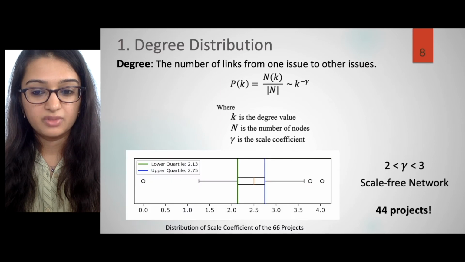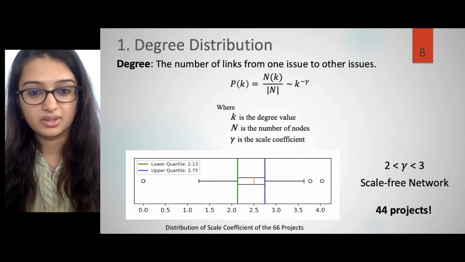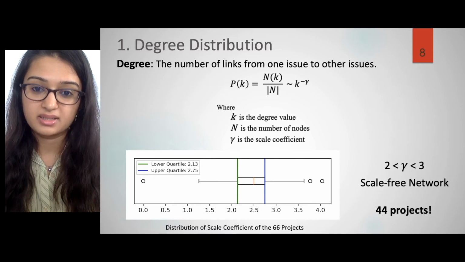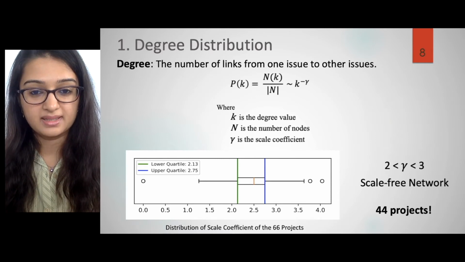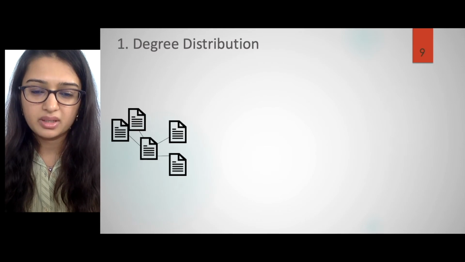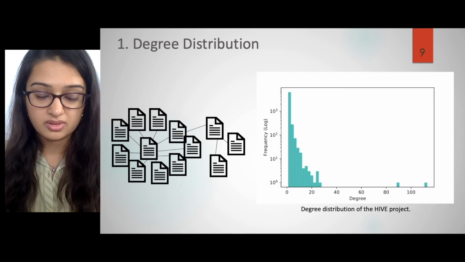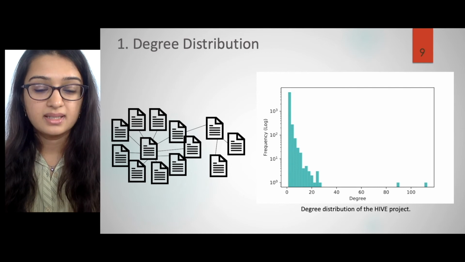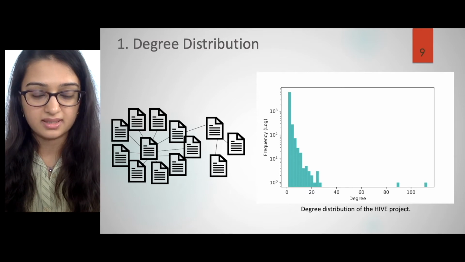In our dataset, we found that 44 project networks have the scale coefficient value between 2 and 3, indicating that they are scale-free. A scale-free network means that as the size of the network grows, the properties and characteristics of the network do not change. A direct implication of a network being scale-free is that there exists a small number of issues that contain a large number of links. These issues are known as hubs, and the existence of these hubs are visible in the degree distributions of the scale-free projects within our dataset.